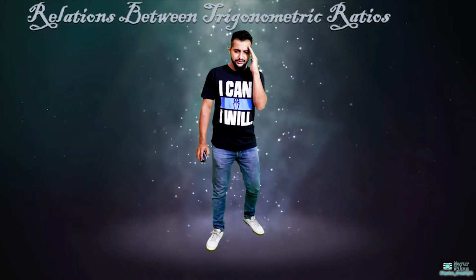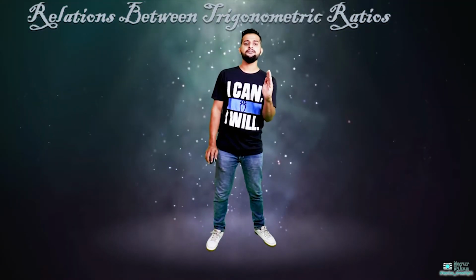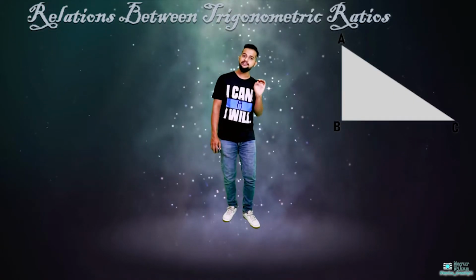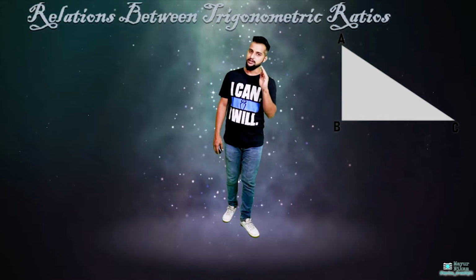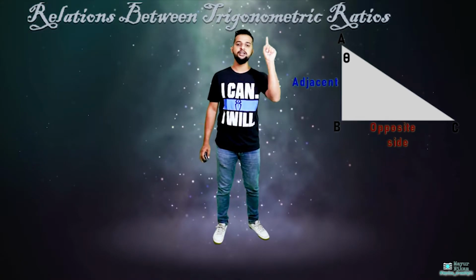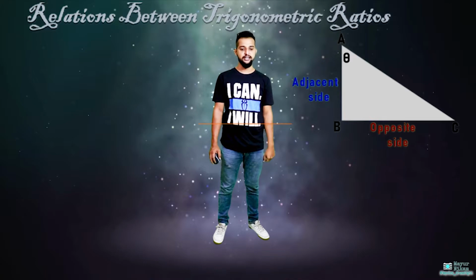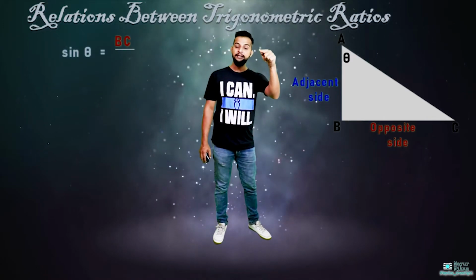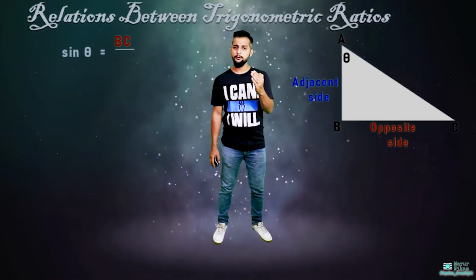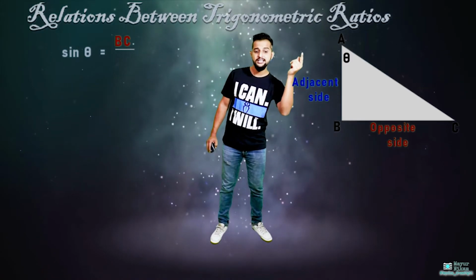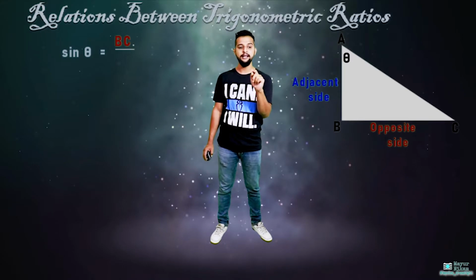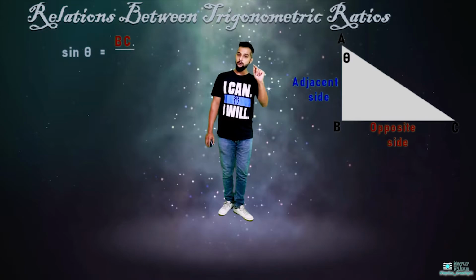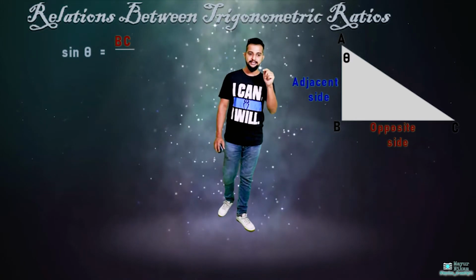Now we'll understand the relations between the trigonometric ratios. Again I'll consider the triangle. Once we have theta, the hypotenuse, the opposite and the adjacent side, sine theta is equal to, as I said, BC upon AC. How is it BC upon AC? Because sine is the opposite side upon hypotenuse, BC is the opposite side, and the hypotenuse is AC. So we took AC. Cosec is exactly the inverse of sine, that is AC upon BC.